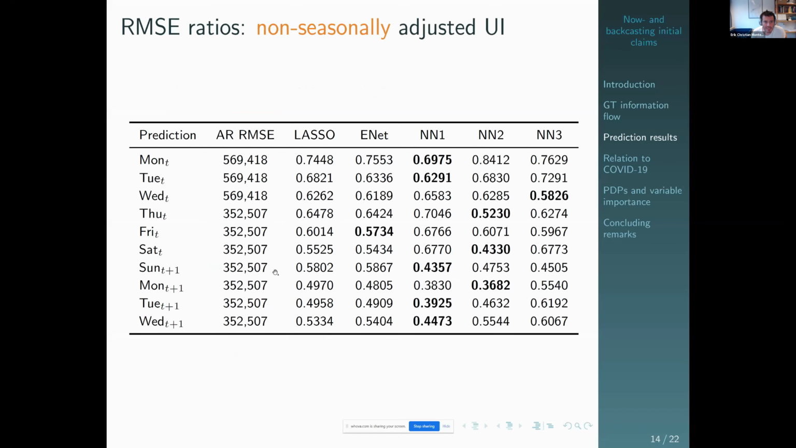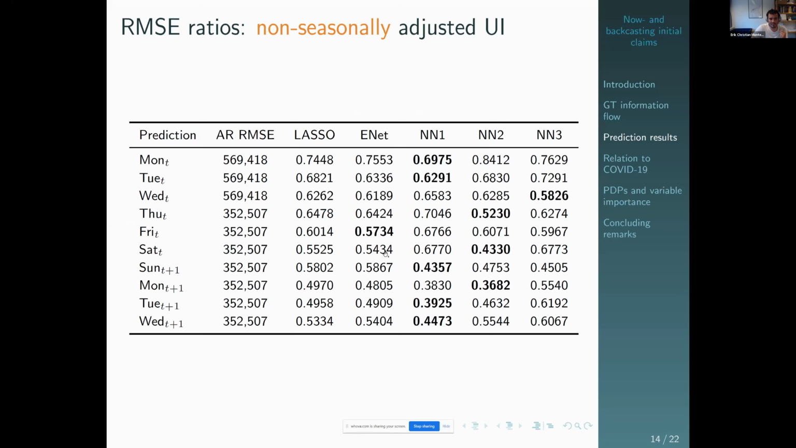And I think what's interesting here are the results. You can see very large improvements. These are root mean square error ratios, so every number below 1 is telling you that you're beating the benchmark model, right? And the ones marked in black are the best. For non-seasonally adjusted data, what you find is that neural nets are dominating the linear models. The lasso and the ENet are doing fine, and the ENet is particularly the best model here for the Friday nowcast. But in general, neural nets are outperforming the linear machine learning models.